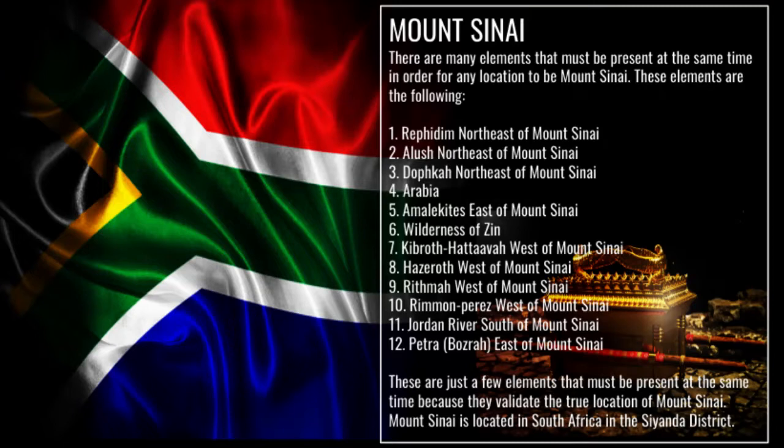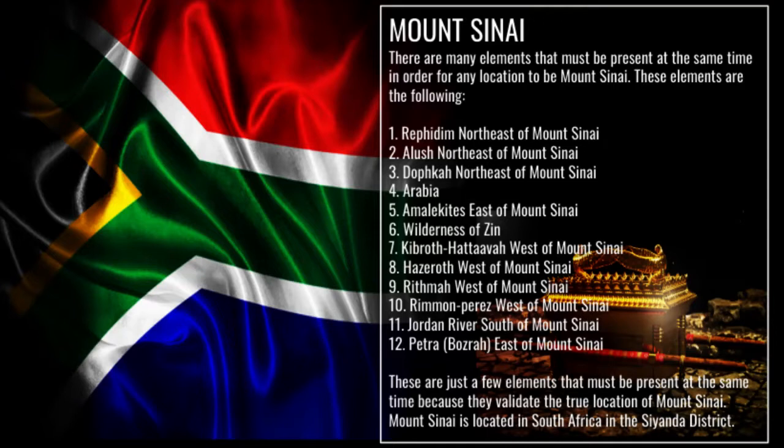The next element is Arabia. And Arabia is the name of the section of a wilderness. The next one is the Amalekites. And the Amalekites, they resided east of Mount Sinai. The next element is the wilderness of Zin. The next element is Kibroth Hatava, and this is set west of Mount Sinai.